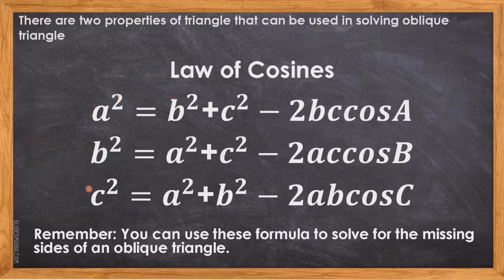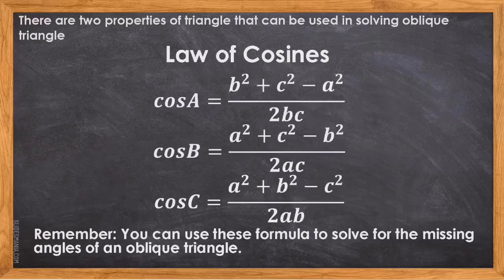So, hindi natin pwedeng gamitin ang Pythagorean theorem kasi ang Pythagorean theorem ay ginagamit lang sa right triangle. So, itong sinosolve natin ay oblique triangle. So, ito yung way natin on how to solve the missing side of an oblique triangle.